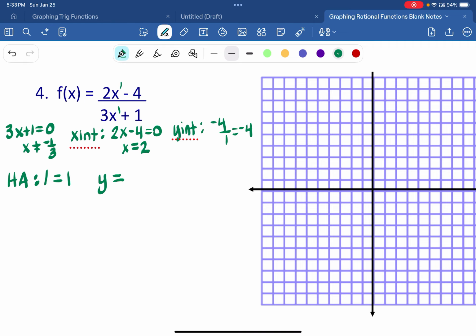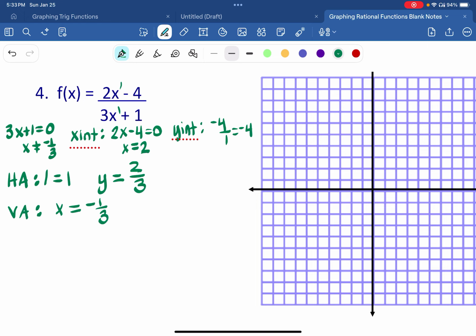So what that means is that we're going to find out, this is the x with the highest power, this is the x with the highest power. We're going to look at the coefficients in front of them. So that would be 2 over 3. So that is where my horizontal asymptote is going to be, at 2 over 3. Okay. Now, vertical asymptotes, we already know because there are no holes. The vertical asymptote is going to be at this domain restriction right here. So we have x equals negative 1/3.